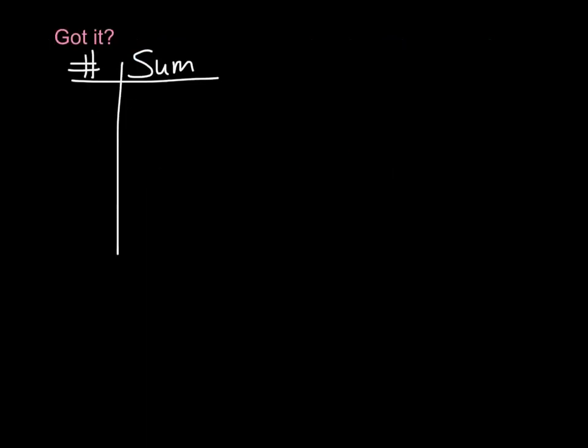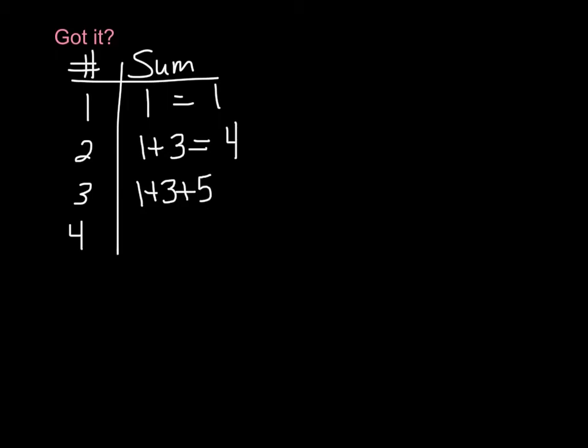So let's try the sum of the first odd numbers, 30 odd numbers. So we have 1 term, 2 terms, 3 terms, 4 terms. The first odd number is just 1. That's going to give us a sum of 1. 2 odd numbers added together, that's going to give us 4. 3 odd numbers, 9. 4 odd numbers would give us 16.